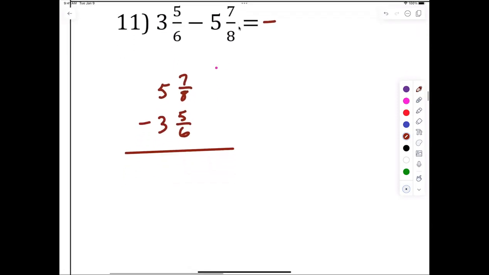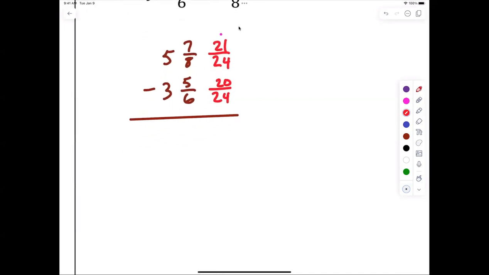Now I need a common denominator. Somebody help me with 8 and 6. 24. Good job. Now I'm multiplying the first fraction by what? 3. So that's going to become a what? 21. And the second fraction I'm going to multiply by, come on now, we can do this. Now we're just subtracting. 21 minus 20. That's 1. 1 over what? And 5 minus 3. 2.